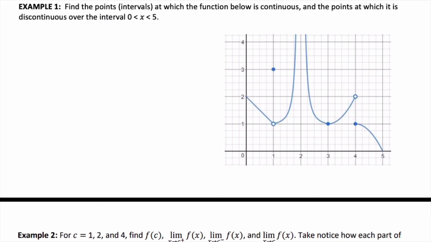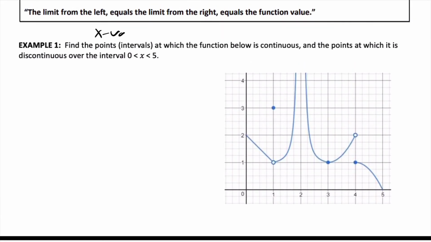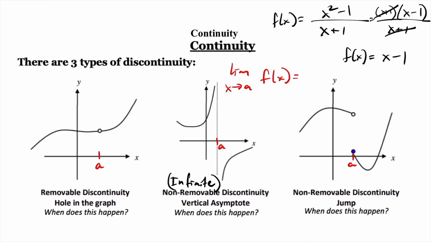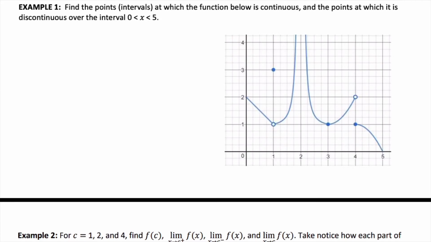So what we have to do is find the points. When it says points, it means x values, not xy, x values. Find the x values, intervals, at which the function below is continuous, and the points at which it is discontinuous. Okay, so it's easier to find the points of discontinuity because they stand out. You know what they look like. We're looking for those guys. Once we find those guys, then we can go back and say where those guys aren't. So first thing we got to do is find those guys. So let's write this down first. Discontinuity.